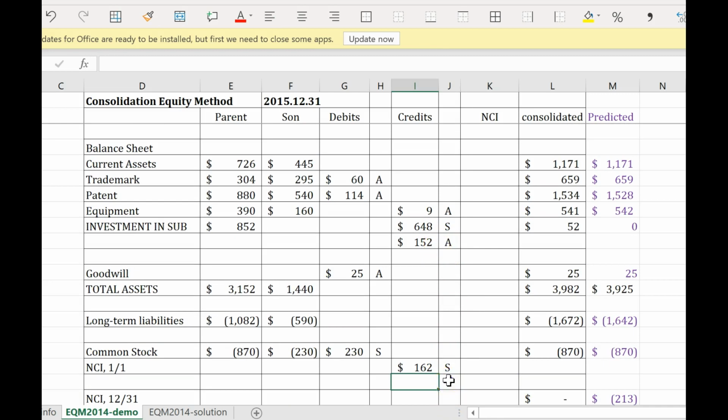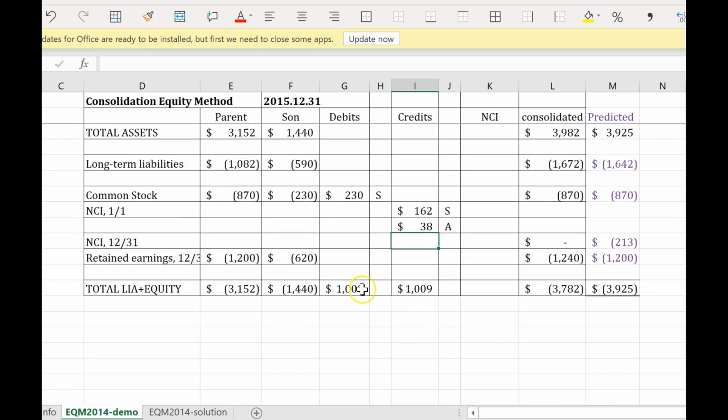Correspondingly, I have an A entry corresponding to the NCI 11. That would be what I just wrote down, but only 20%. So that's 38. If you look at the A entry and check the total, I'm making my debit side equal my credit side.